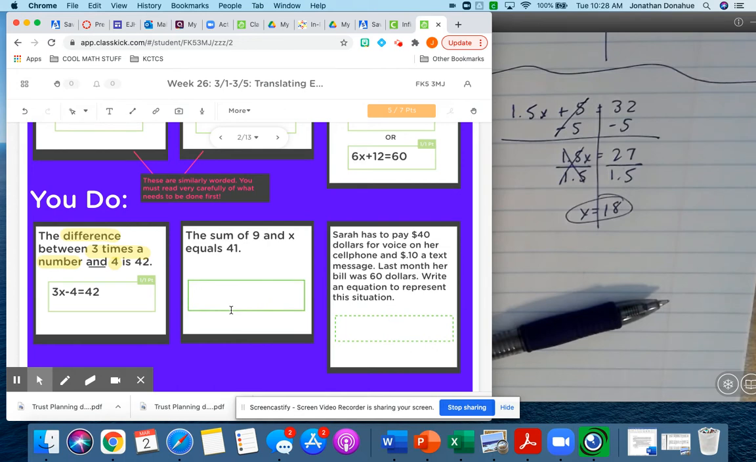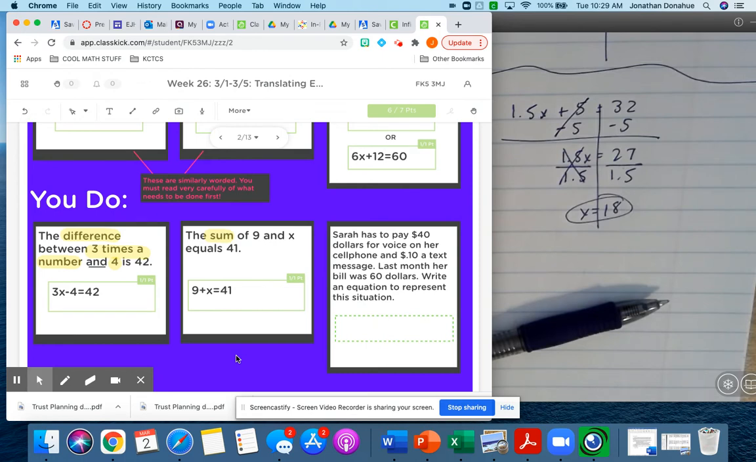It says the sum of 9 and x equals 41. So you just really need to know what the sum is. In this situation, the sum of 9 and x equals 41. So 9, and then sum means add. Add the sum of 9 and x equals 41.